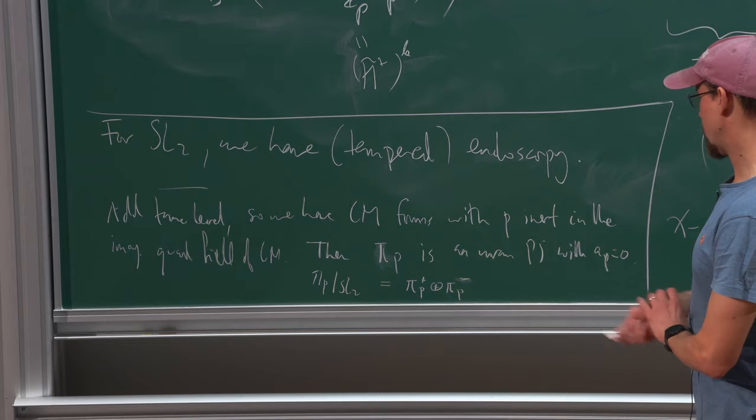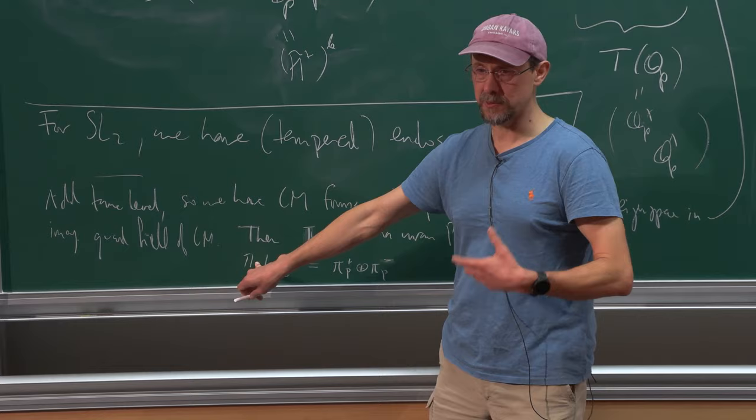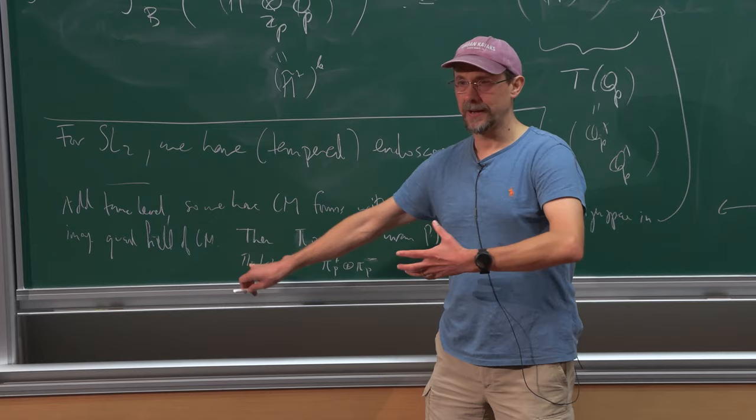So when you have an unramified principal series with AP equals 0, when you restrict to SL2, you break up into two pieces. What happens is that you take the spherical vector for SL2 ZP, you act on it by P001, and P001 is not in SL2.